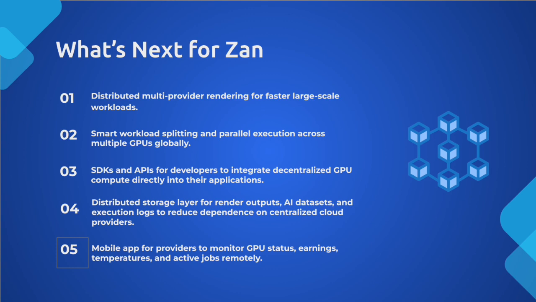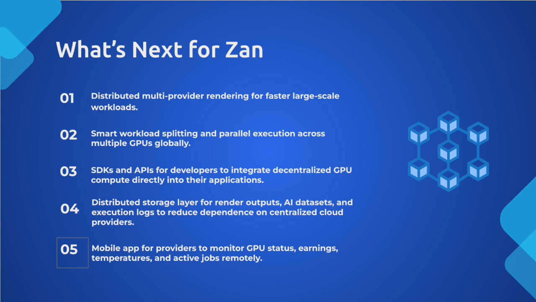So, where does Zan come in? Zan turns those idle gaming PCs, those unused GPUs, into a distributed compute network. It gives developers and creators affordable access to those GPUs to power their AI, rendering, and heavy workloads.